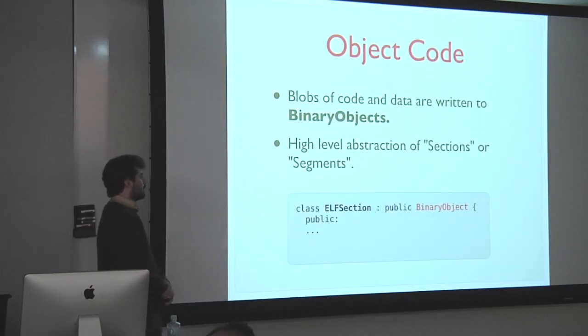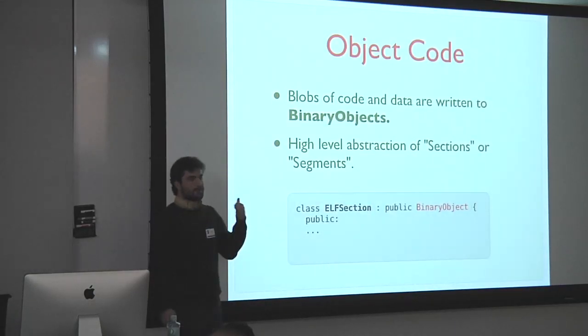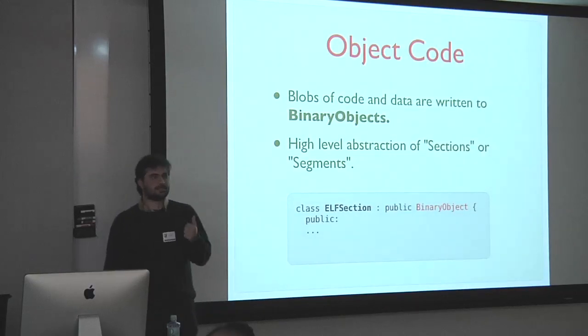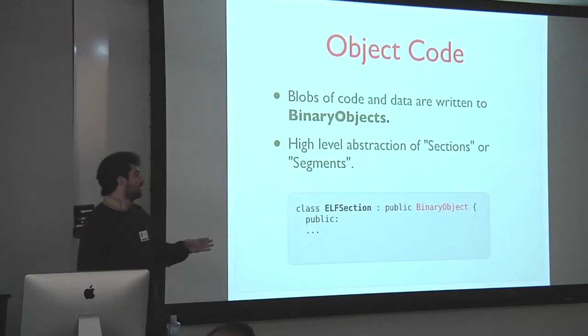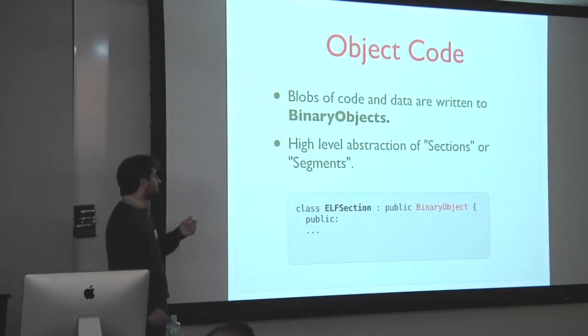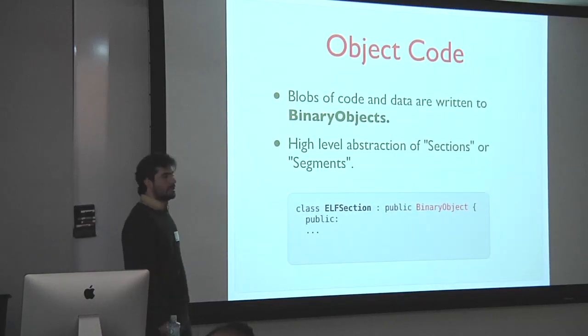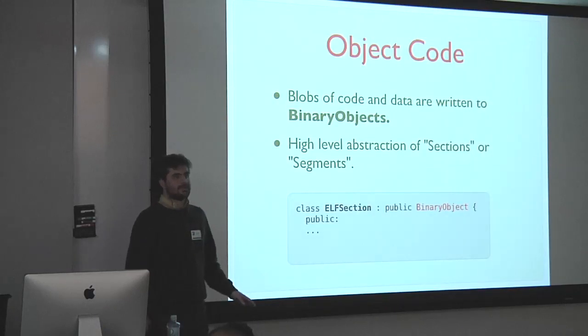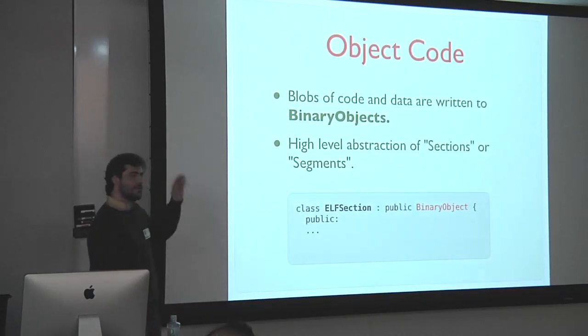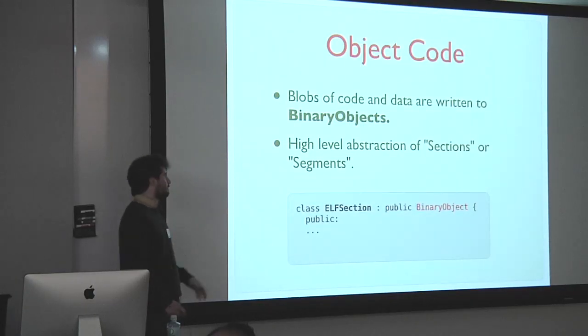When you're in JIT, the MCE just writes through the memory directly. But when you're using object code, we create an abstraction called binary objects, which are basically high-level representations of sections and segments. So we have a lot of binary objects through the code, each one for a different section.